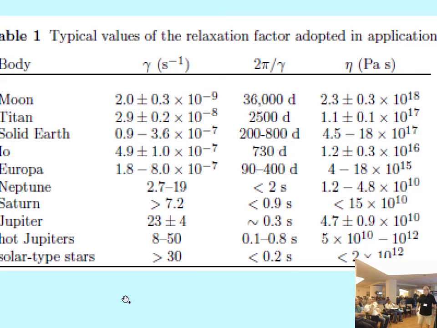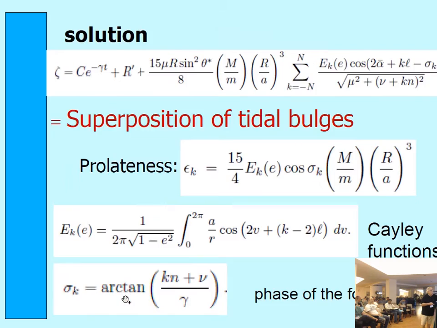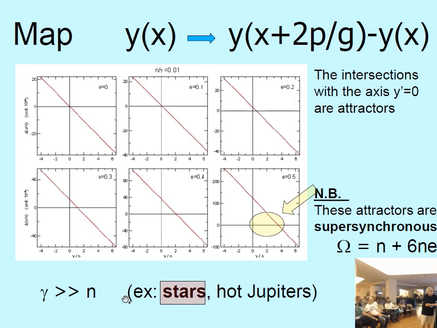You remember the table that I showed yesterday, with the value of gamma, the relaxation factor. For stiff bodies it is 10 to minus 7, 10 to minus 8, and for gaseous bodies 10, 20, 100, so big numbers. So I am in this case, in which gamma is a big number. So gamma is much larger than the mean motion. This is what happens with stars, with hot Jupiters, and with the giant planets of our solar system in general.